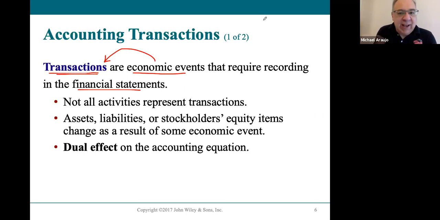So it sounded like an economic event because money was talked about. But in fact, it's not a transaction. It's not an economic event because it didn't impact the company right away. It will impact the company when I pay you. But the fact that I hired you for a particular salary doesn't affect the company, okay? Because again, no one gets paid up front.